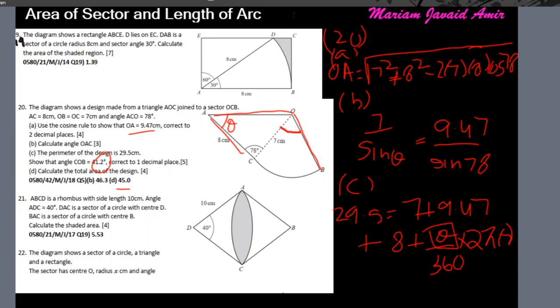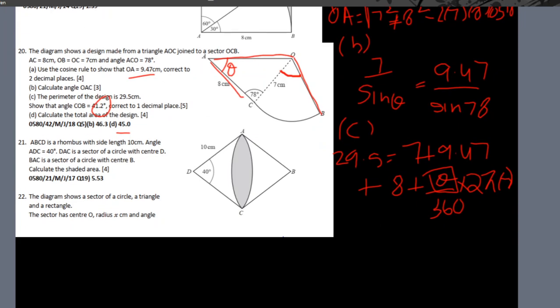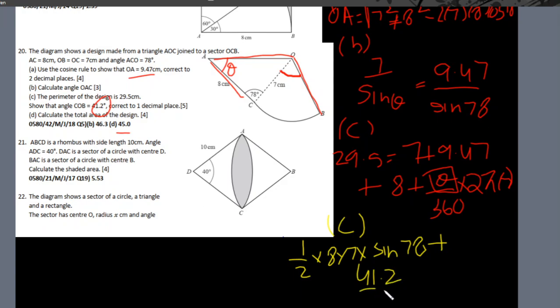Calculate the total area of the design. For total area, we can use area of triangle plus area of sector. So area of the triangle is half times 8 times 7 times sine 78 plus area of the sector is theta, which was 41.2, over 360 times pi 7 squared. So this would give you the answer. Question 21.